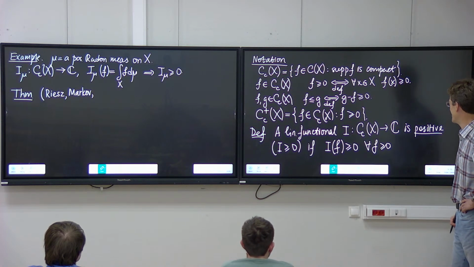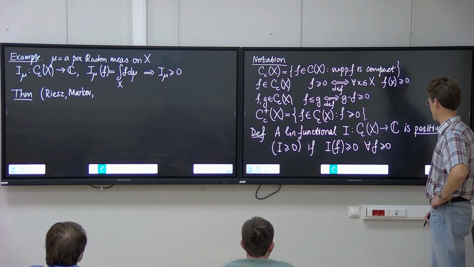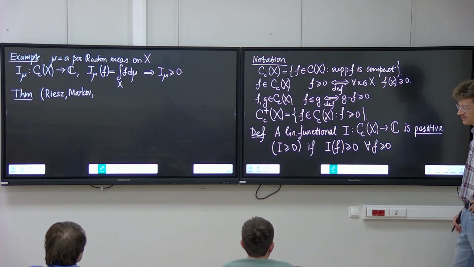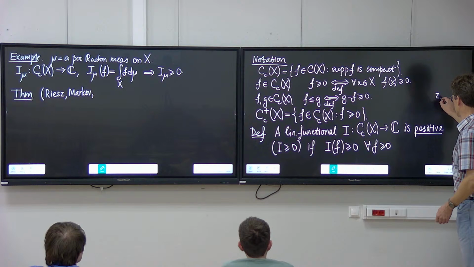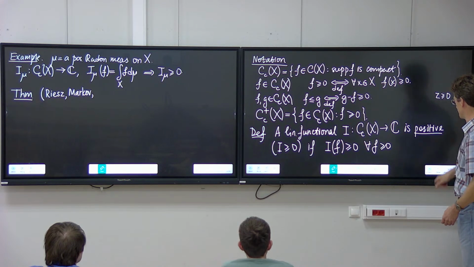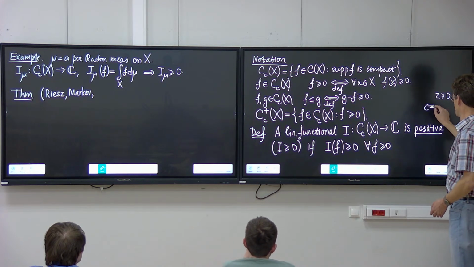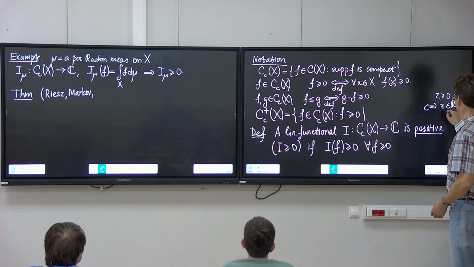Well, the order is very easy, very obvious. We say that a complex number is positive if it is real and positive. If it's real, right? Yeah. Of course, if z is a complex number, we write z is greater than or equal to 0 if, by definition, it is real and non-negative.